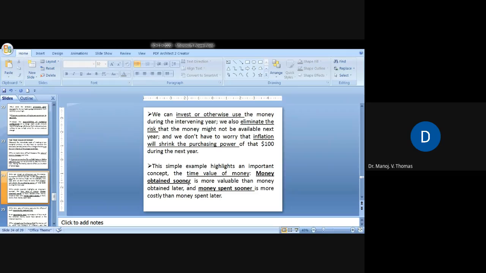This simple example highlights an important concept: the time value of money. Money obtained sooner is more valuable than money obtained later. $100 obtained today is more valuable than $100 that we will get after a year.